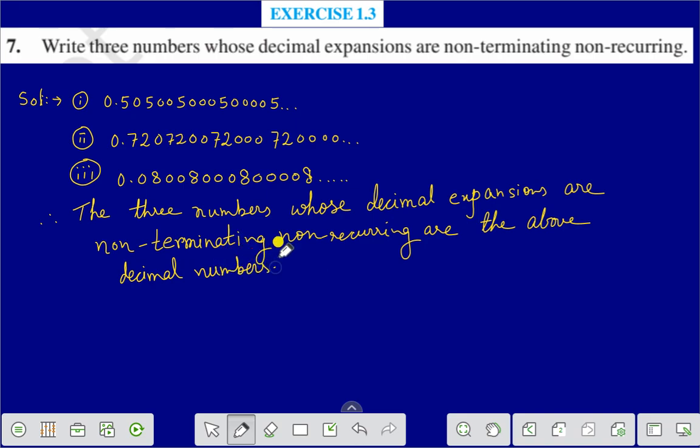In this way, you can find many decimals which are non-terminating and non-recurring decimals.